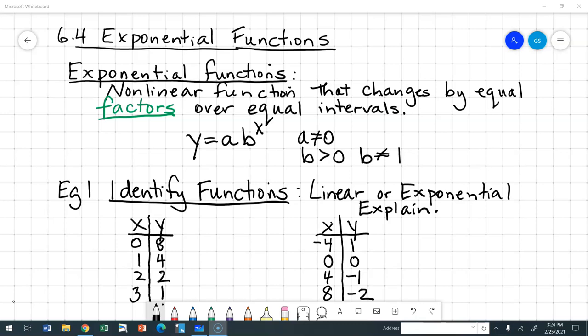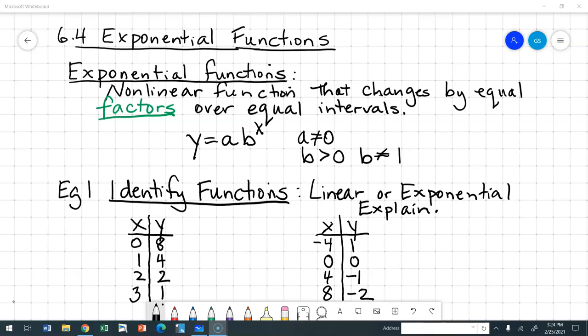So what exactly is an exponential function? It's nonlinear. And the difference is it will change by equal factors over equal intervals. The equation for an exponential function is y is equal to ab to the x power.